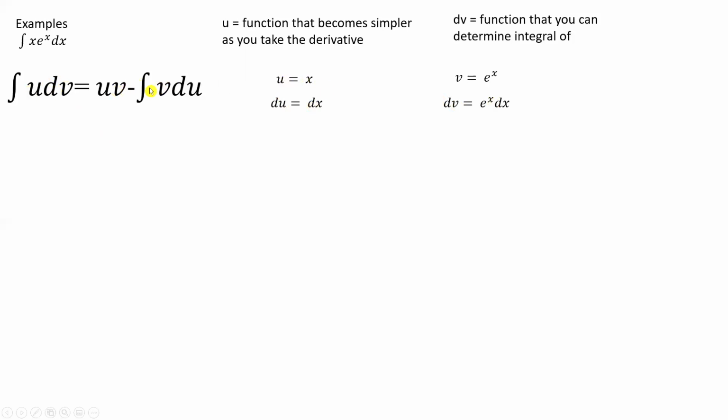All the v's become e to the x. dv is e to the x dx. And du is dx. So u became x. dv is e to the x dx. Then we have u times v, x e to the x, minus the integral of v e to the x du, which is dx. So if you've done your substitution correctly, this integral will be the question that you started with.